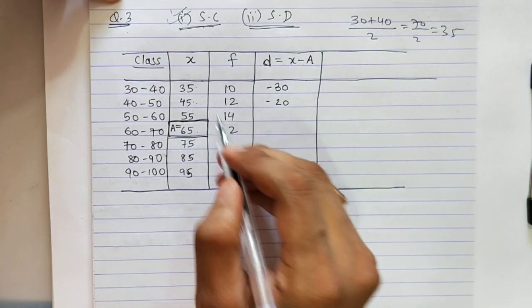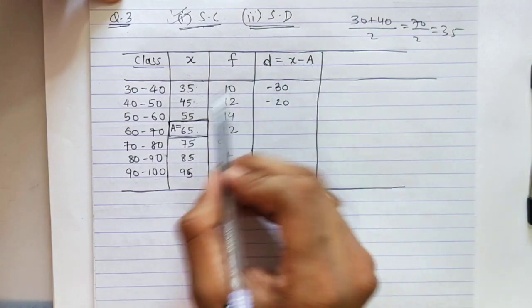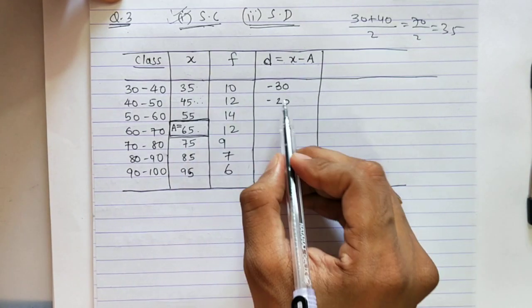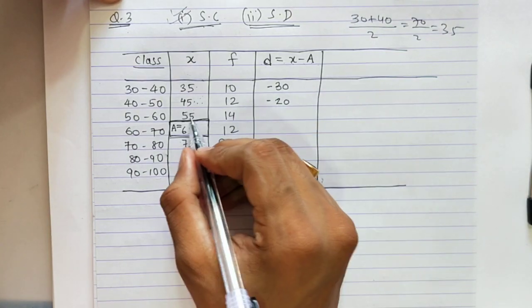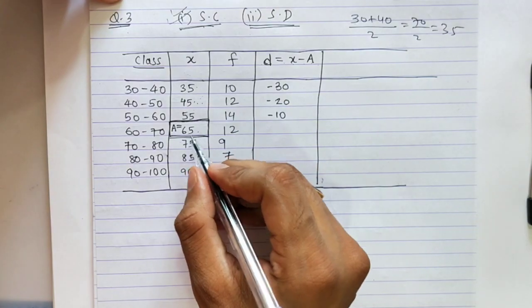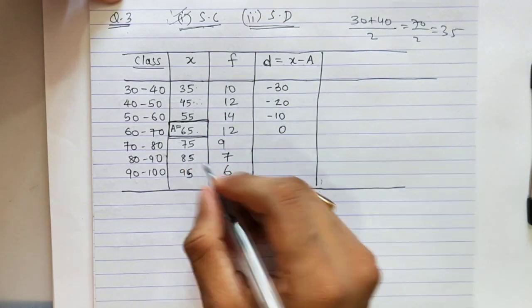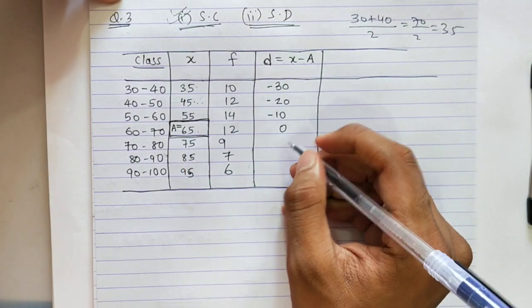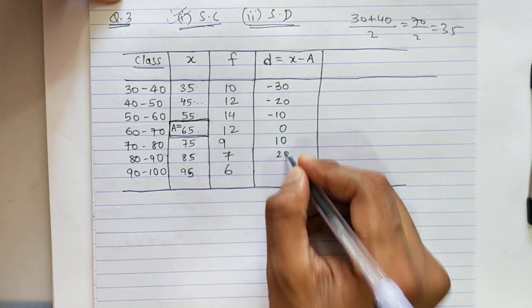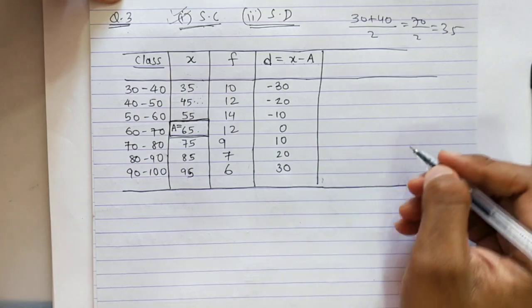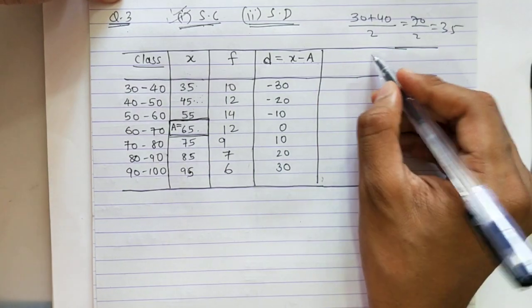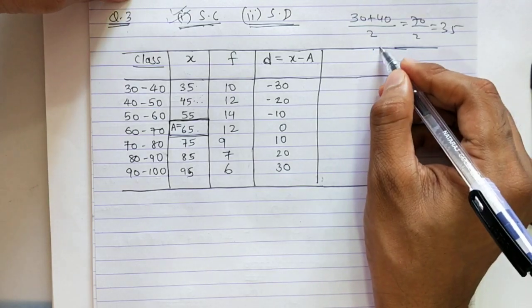Are you getting me? See, X minus A means 45 minus 65, which is minus 20. 55 minus 65 is minus 10. 65 minus 65 is 0. 75 minus 65, it is 10. Then 85 minus 65, 20. 95 minus 65, 30. I got D. Now the next column is the new column here.